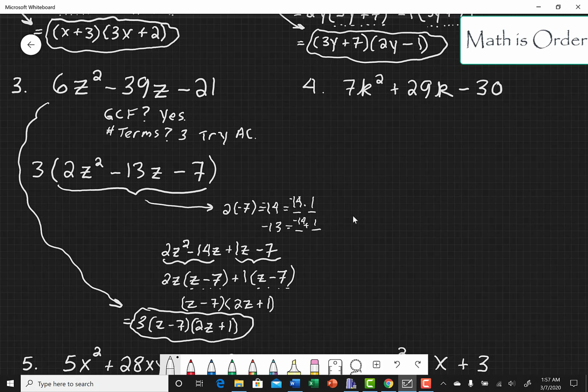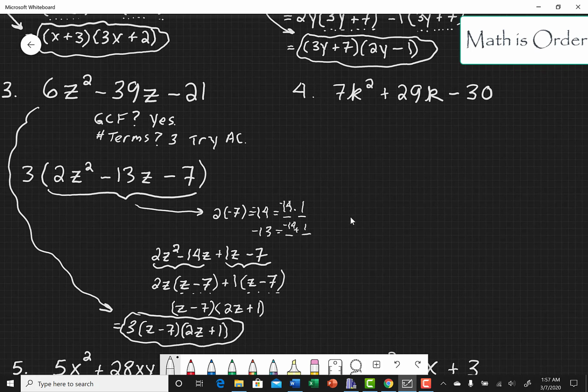Righty, so number 4 now. Let's look at this one. This time, same thing. What is our thought process? Is there a GCF? In this case, no. What is the number of terms?